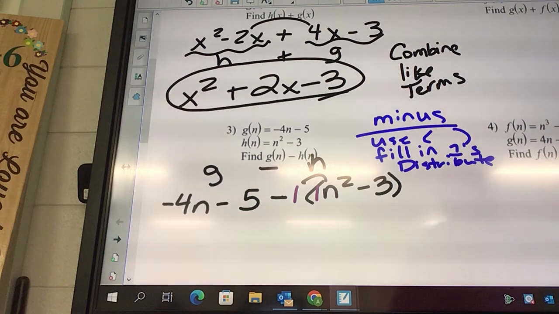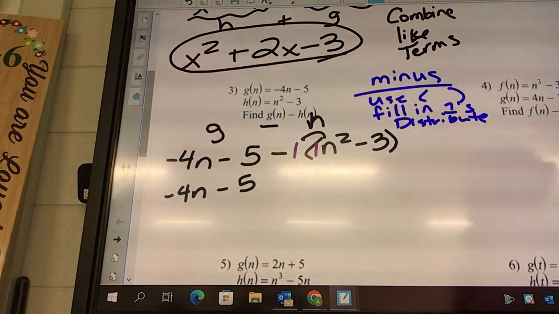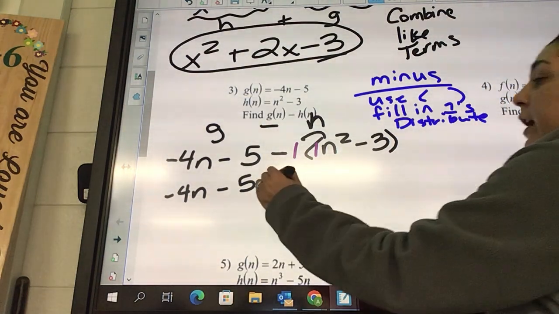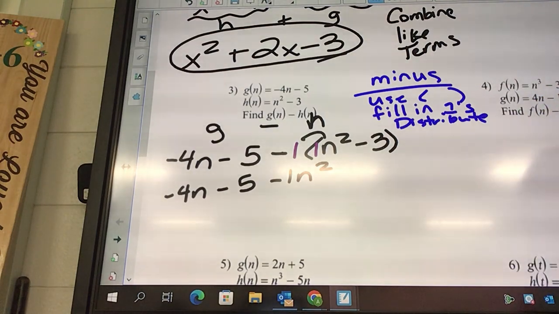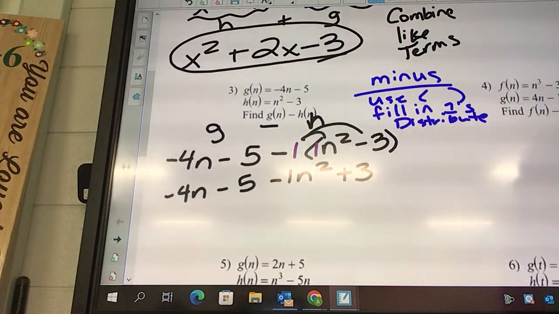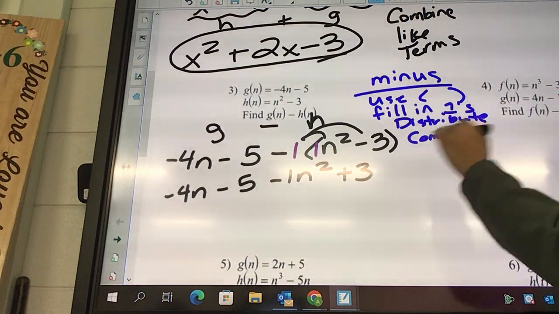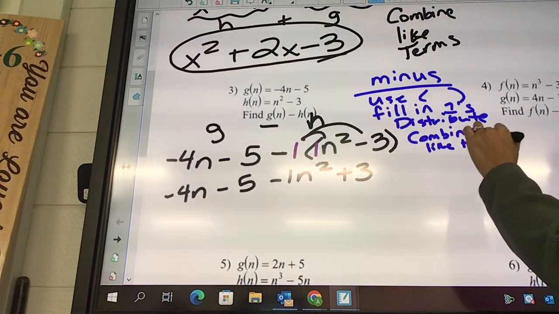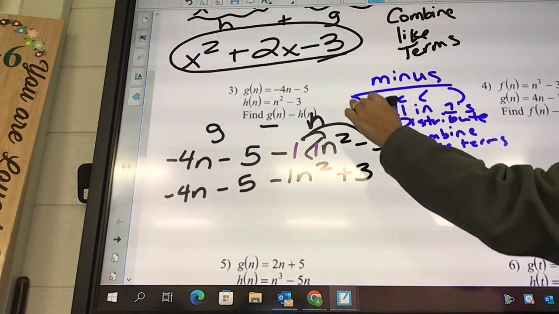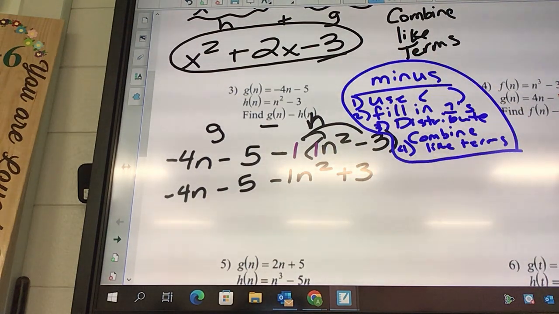Okay, so we got negative 4n minus 5. Okay, and what is negative 1 times 1? Negative 1n squared. Negative 1 times negative 3. Positive 3. What's our next step then? Combine like terms. So write that with your notes. Combine like terms. Okay, so we got step 1, step 2, step 3, and step 4. Okay, after you combine the like terms, you're done.